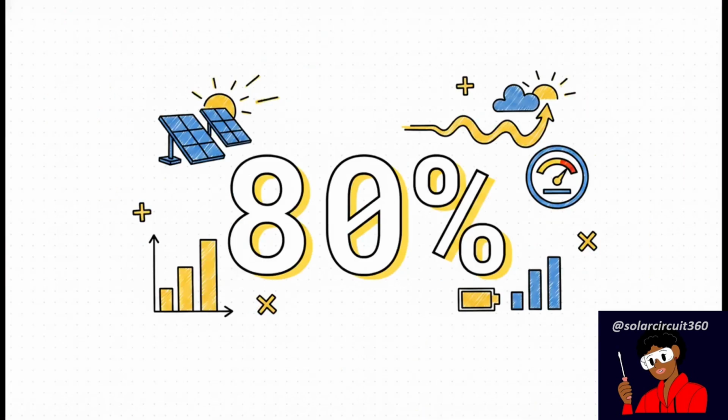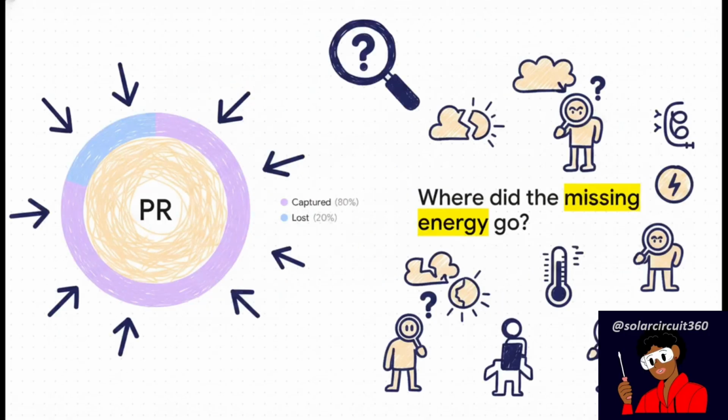So we move on to step 2. We divide our actual 24 kilowatt hours by our expected 30 kilowatt hours. That gives us 0.8. Multiply that by 100, and boom, we arrive at our performance ratio, 80%. This tells us that your system successfully captured and delivered 80% of the theoretically available energy for that day. Okay, so we successfully captured 80%. Not bad. But here is the absolutely crucial, pivotal, investigative question we need to ask now. Where on earth did that missing 20% go?